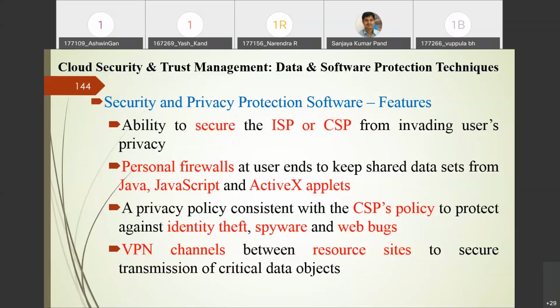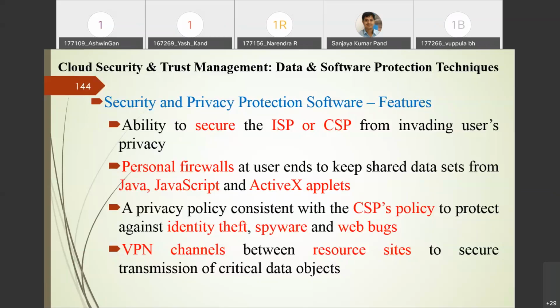So you have to secure both, because you have a middle person in order to access the cloud service provider. The software should be able to secure the internet service provider as well as the cloud service provider against invading users' privacy, right? So both need to be secured by this particular software. Then you can go for a personal firewall at the user end to keep shared data safe from Java, JavaScript or API applets. So you can use your personal firewalls to avoid unauthorized access and to maintain your privacy, right?